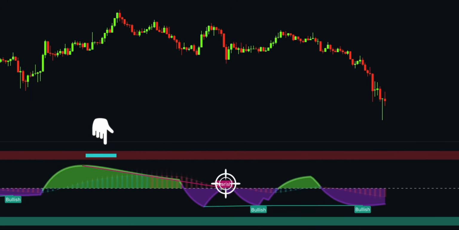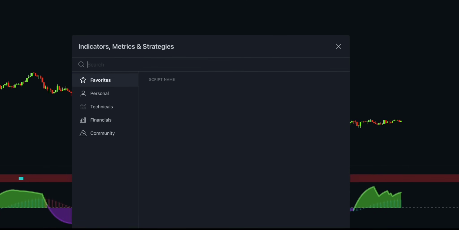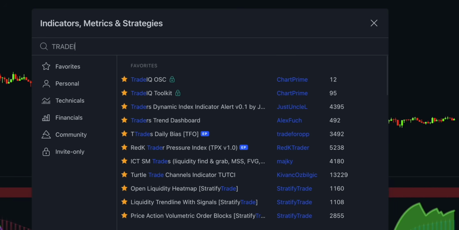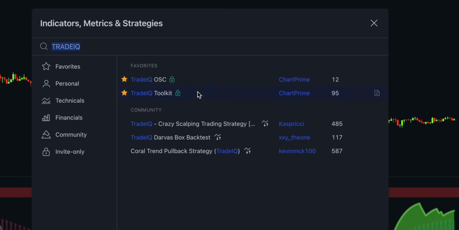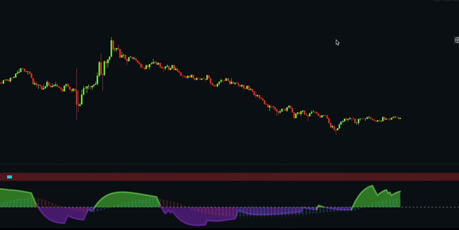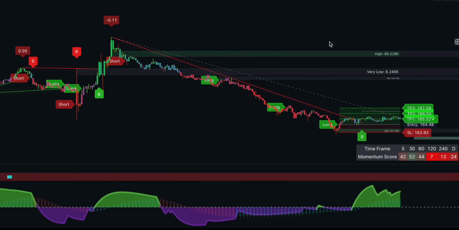The TradeIQ oscillator works in all time frames. It can be used as a trend filter or even a buy and sell confirmation indicator. Personally, I recommend combining it with the TradeIQ toolkit. This combination of indicators works perfectly well.